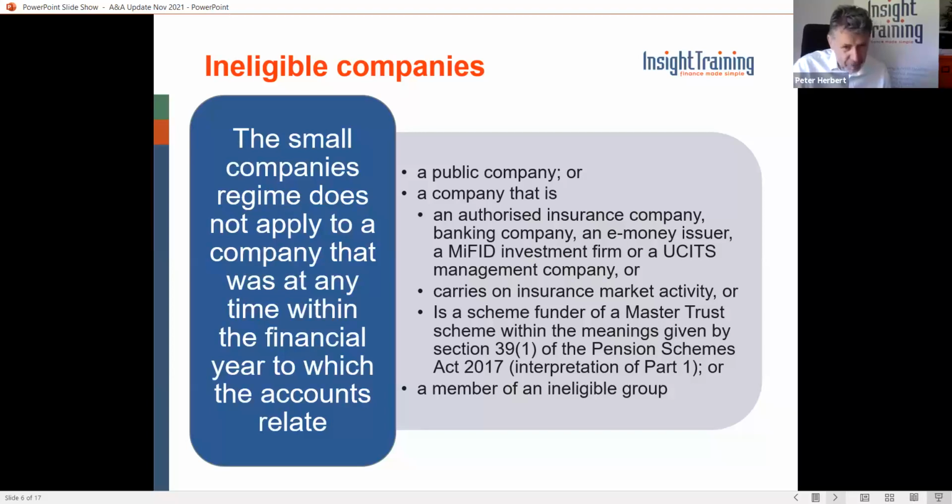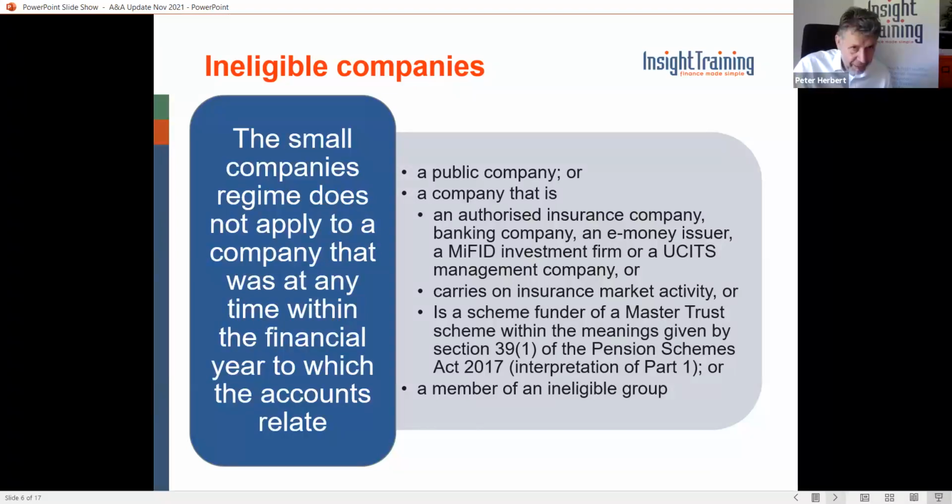We'll talk in a few moments, when we move on to the group situation, about what we mean by a member of an ineligible group, because if you're a member of an ineligible group, you're not allowed to apply the small company regime either. And then public company, yeah, that is one we do come across reasonably regularly.